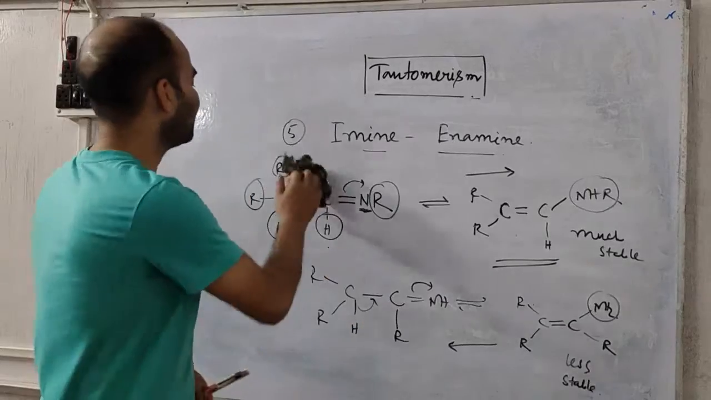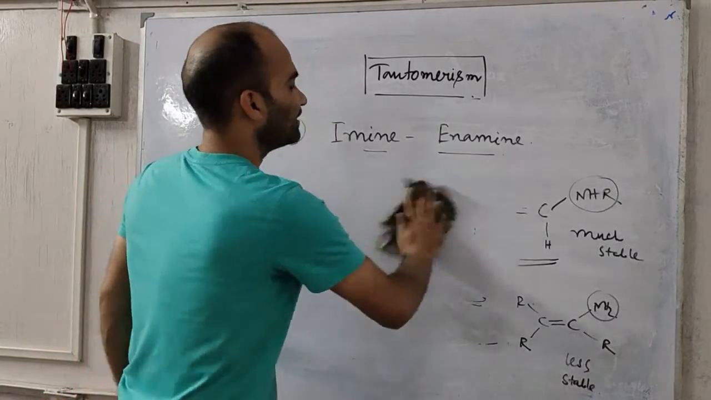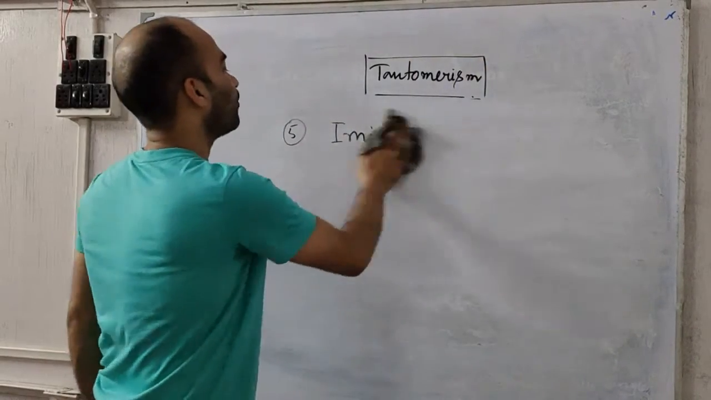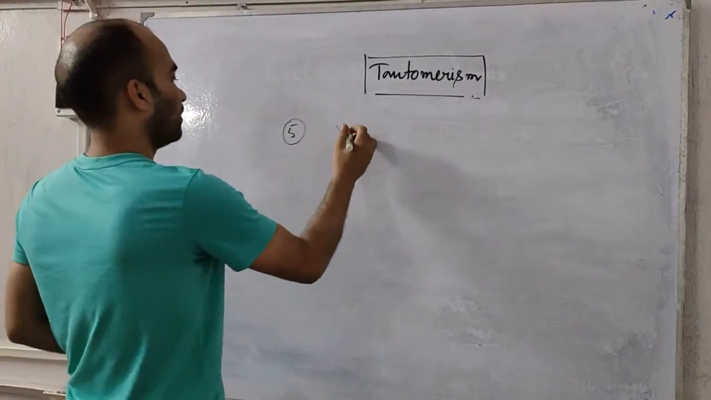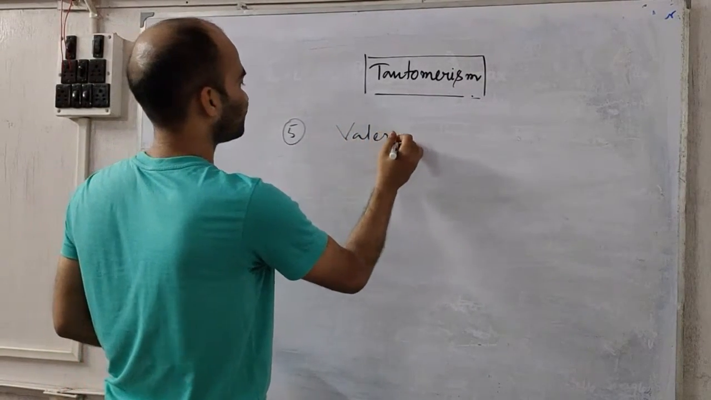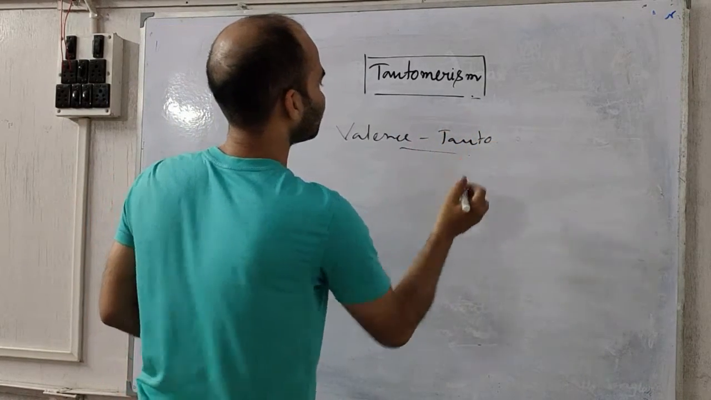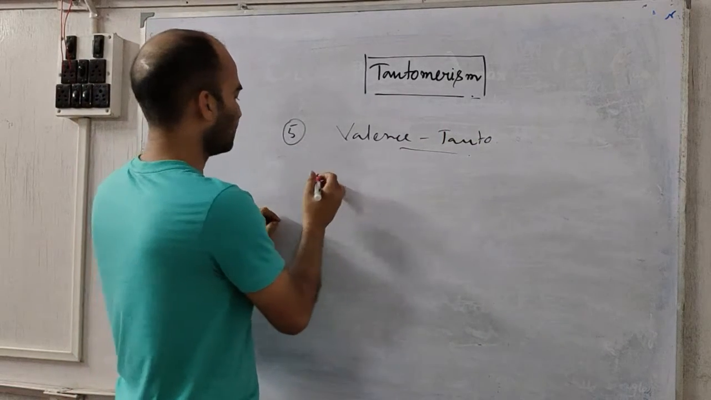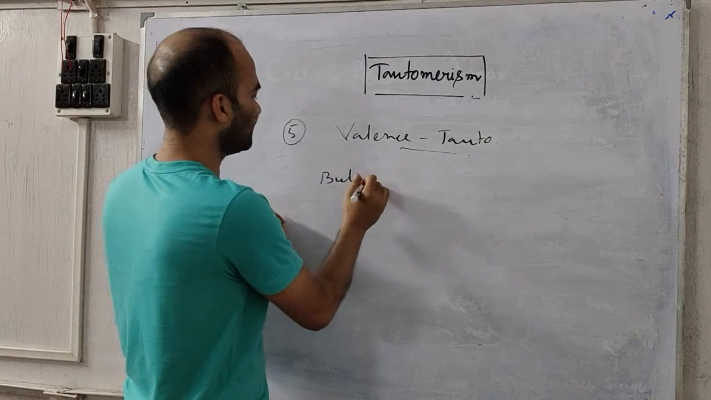And the sixth and last one is called valence tautomerism, where there occurs shifting of intramolecular bonding position, not any hydrogen position. It mainly occurs in polycyclic compounds. Like if we see the example of valence.